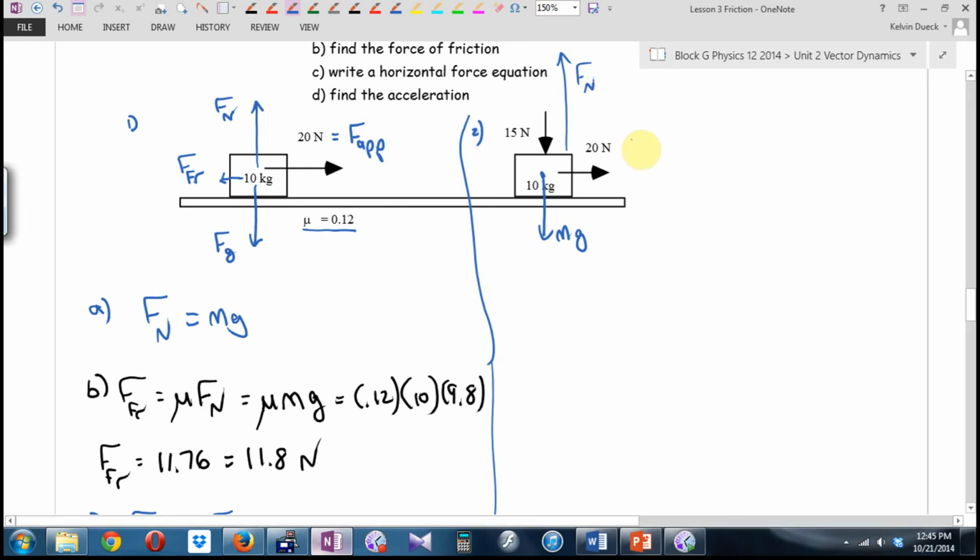What else? I have a 20 Newton applied force. Cool. What else? Friction, because the question has a mu. What's mu? I don't know. What's mu with you? Oh, the 0.12, right?